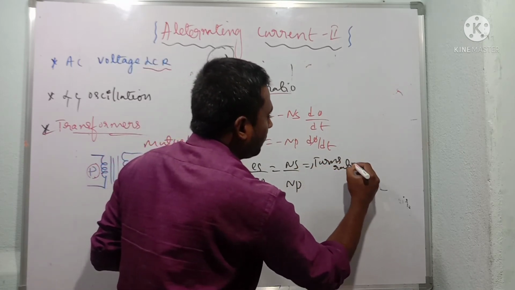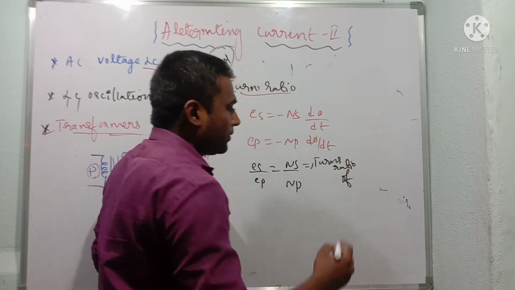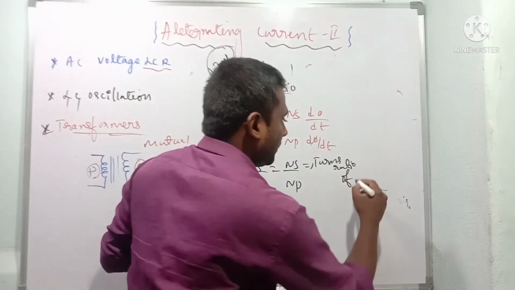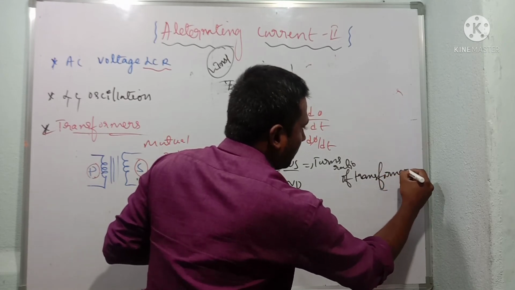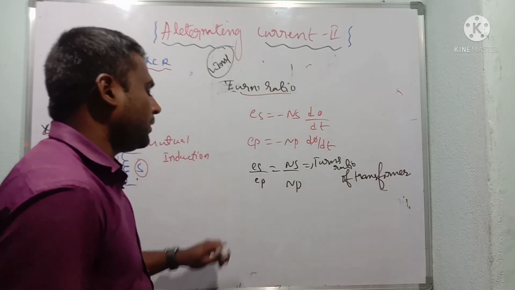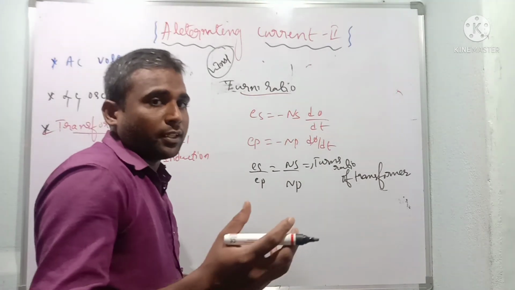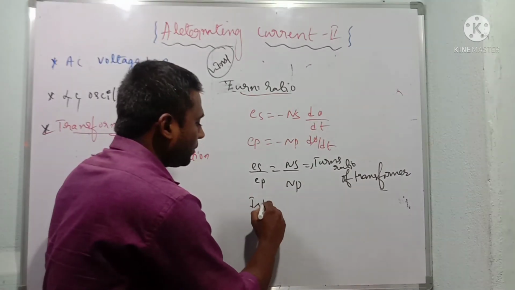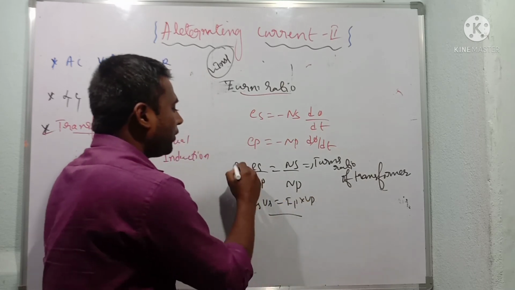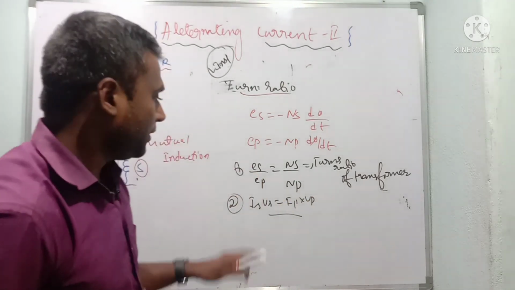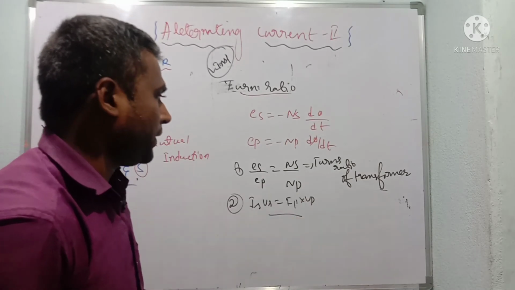Turns ratio of the transformer. Very important, they will ask in the exam. Again, we get one more expression, the relationship between current and voltage: IS into VS is equal to IP into VP. These two formulas are very important in CET.